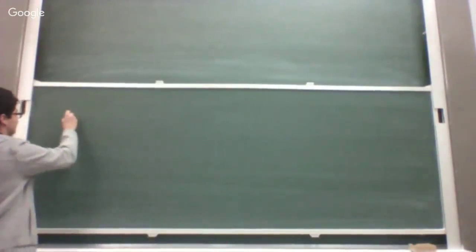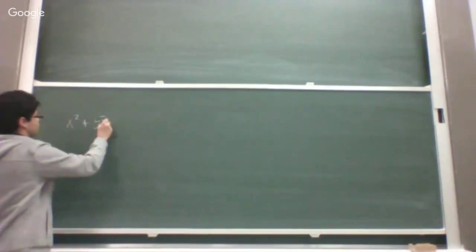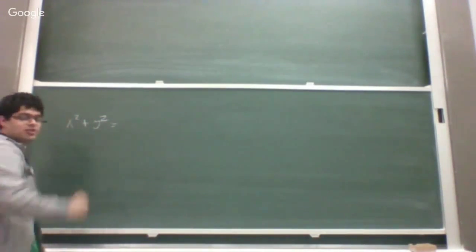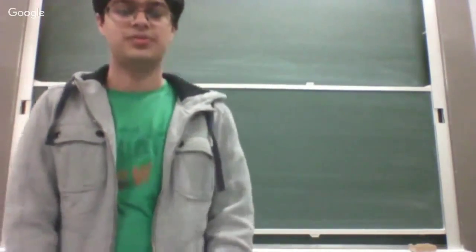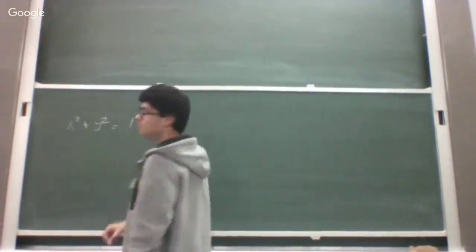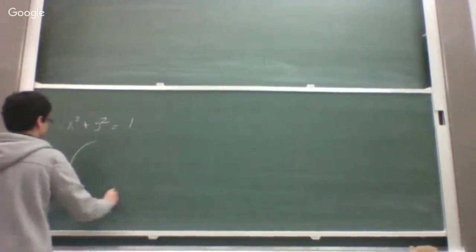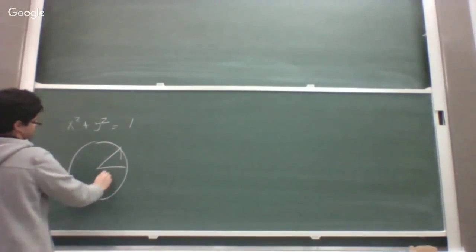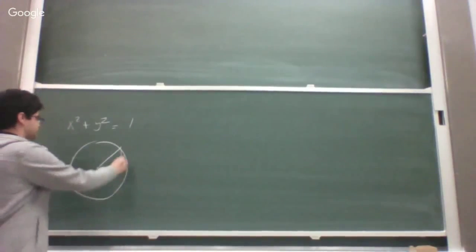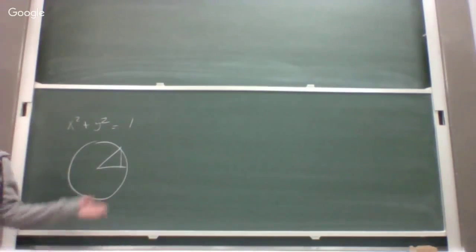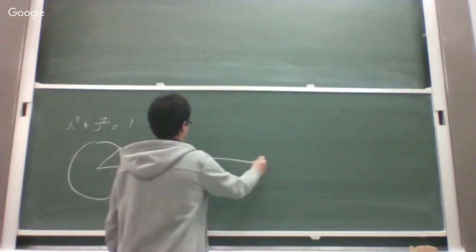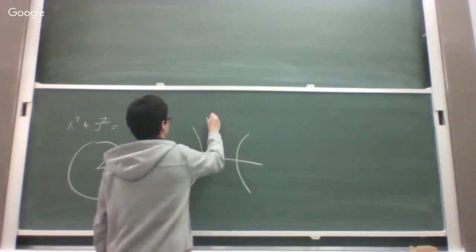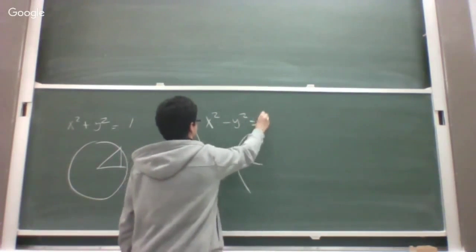So you know how we have x squared plus y squared equals 1? Like say the radius is 1 or something, right? And then that would be a circle. Hyperbolas are like that, where we have x squared minus y squared equal to 1.